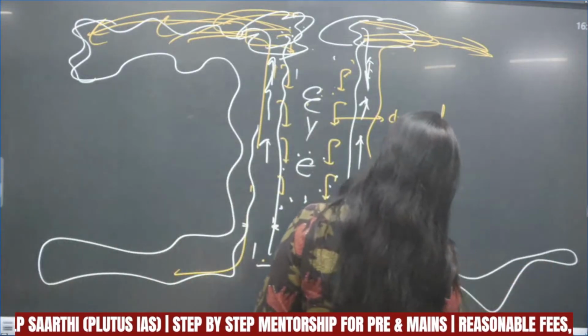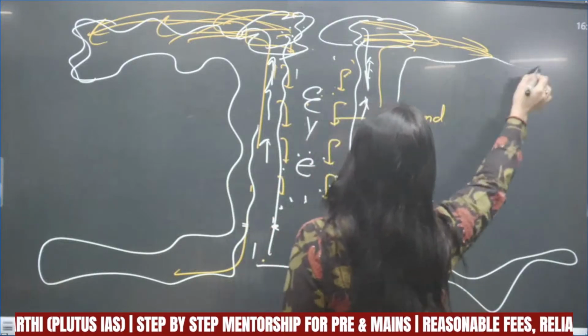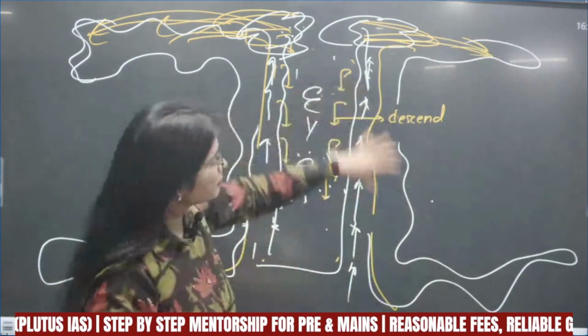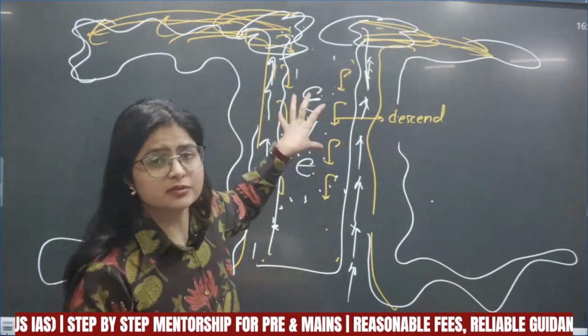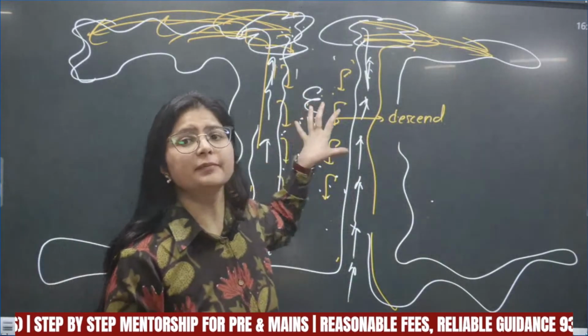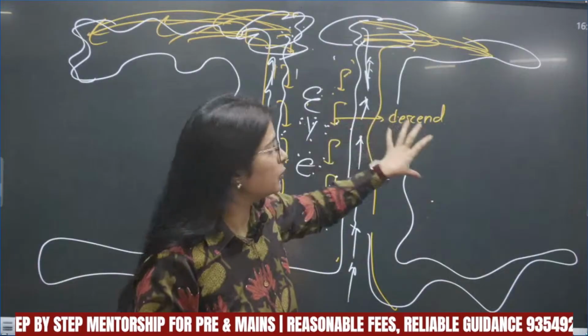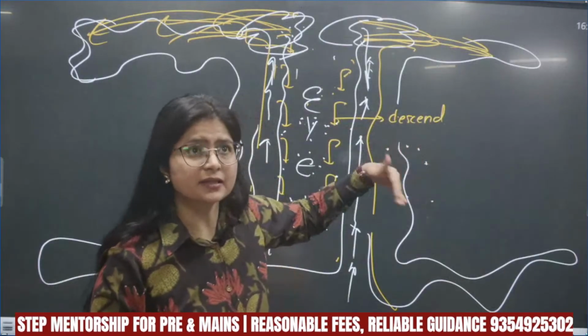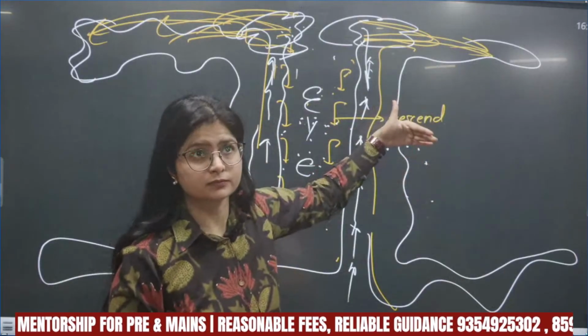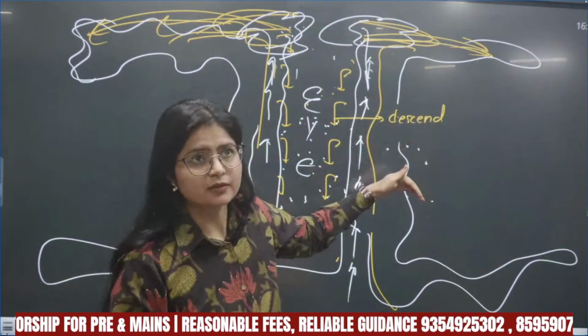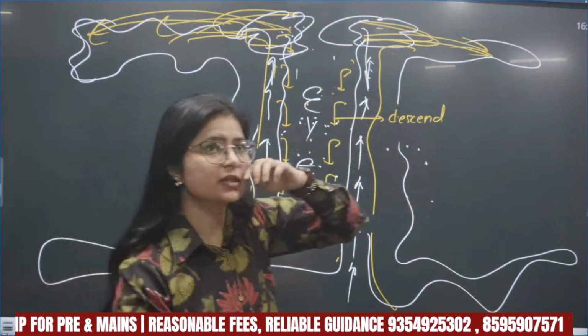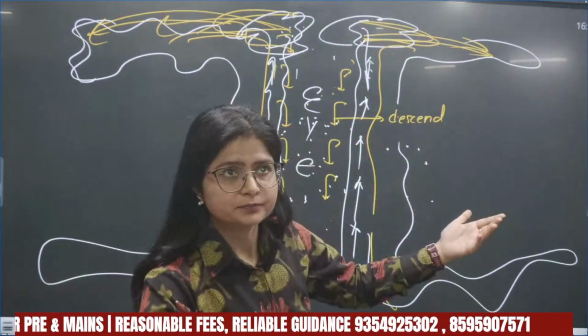Why are cumulonimbus clouds being created here? Relatively, the surrounding area of this region, obviously because this is a low pressure system, means the temperatures are high. And what is the temperature of the surrounding areas? More, relatively more. Sorry, relatively less. When the temperatures are less, the pressures are going to be high, right?